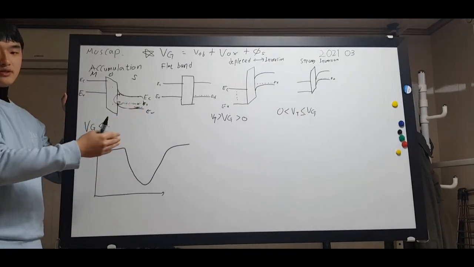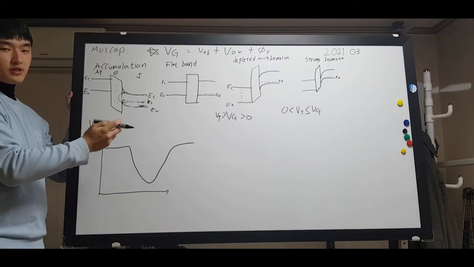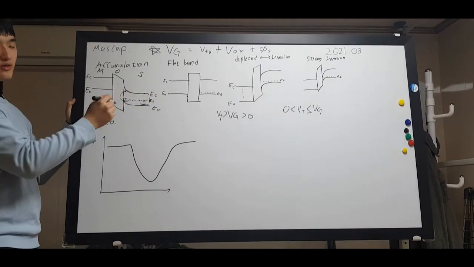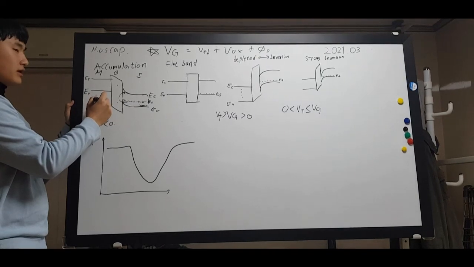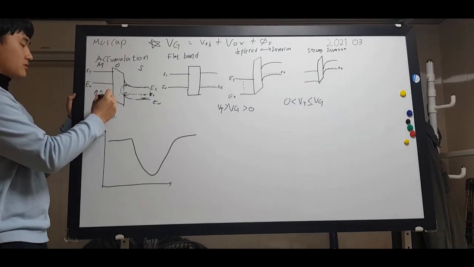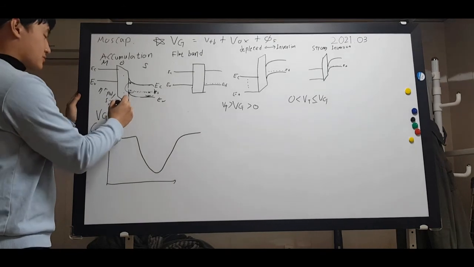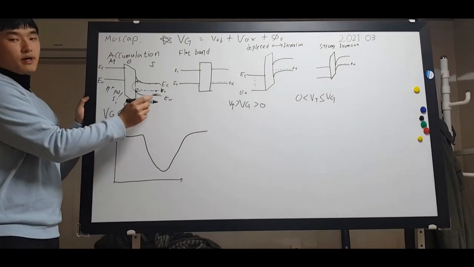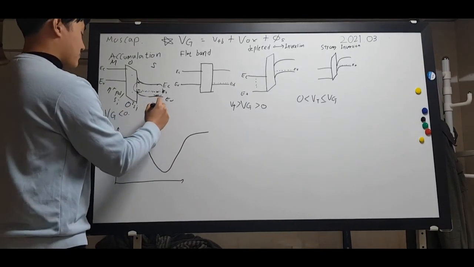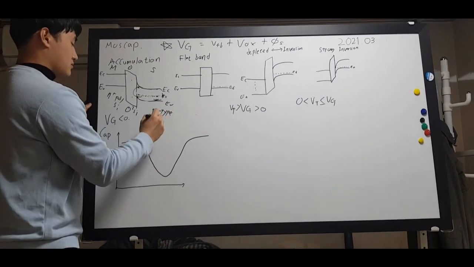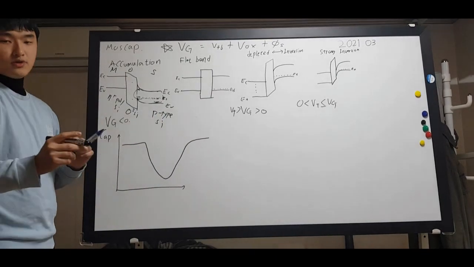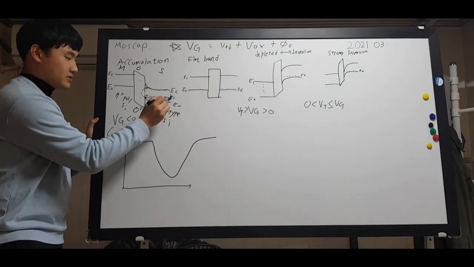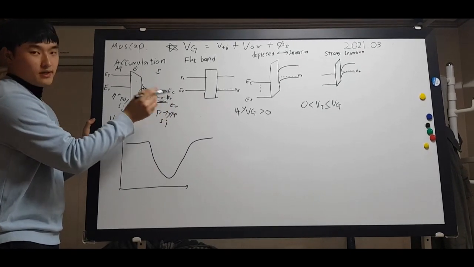Accumulation. In this session, this MOSCAP is constructed with a metal or heavily doped N-type polysilicon gate, and in the middle, the oxide side. And for the bulk or body, we call this a P-type doped silicon. So for the accumulation situation, we can see that the Fermi level is nearly at the energy balance level.